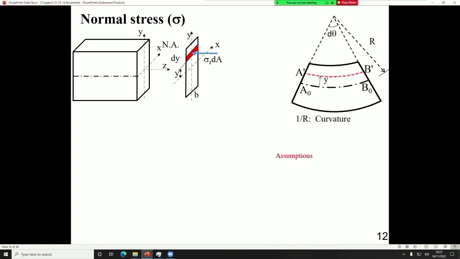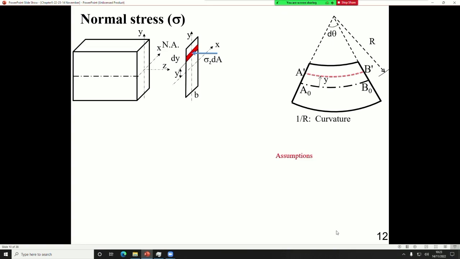So we're looking at a small element of this beam. In this case, I can say the central angle of this little element is d theta, which, as I'll show you later on, is the difference between the slopes of these two points.